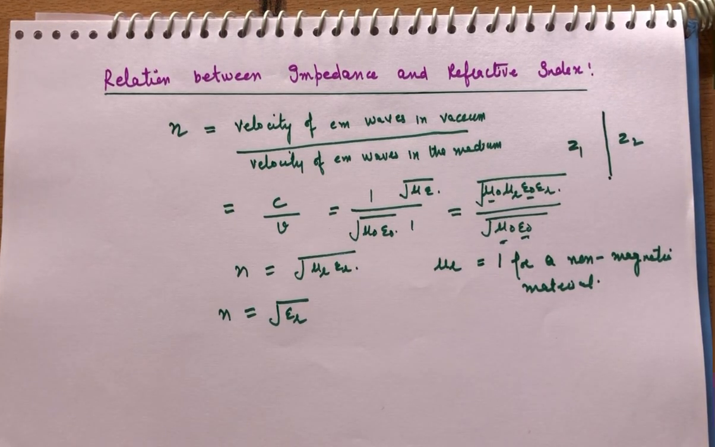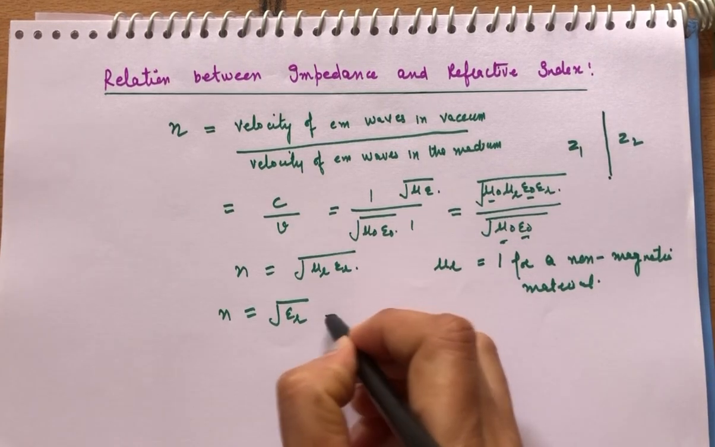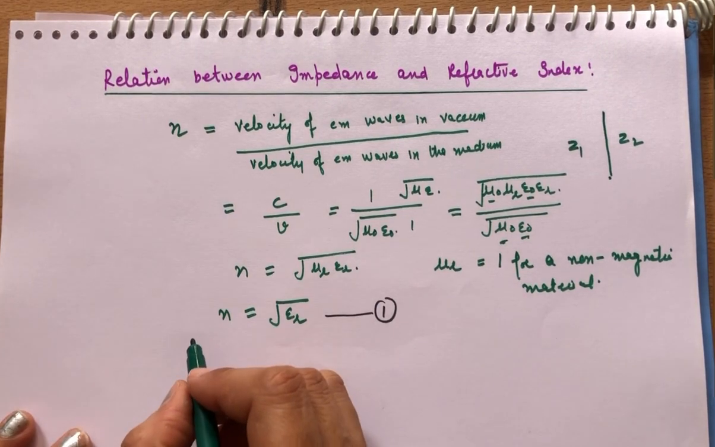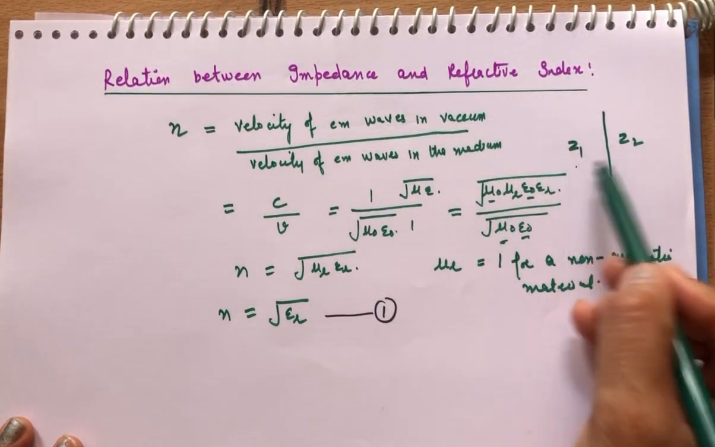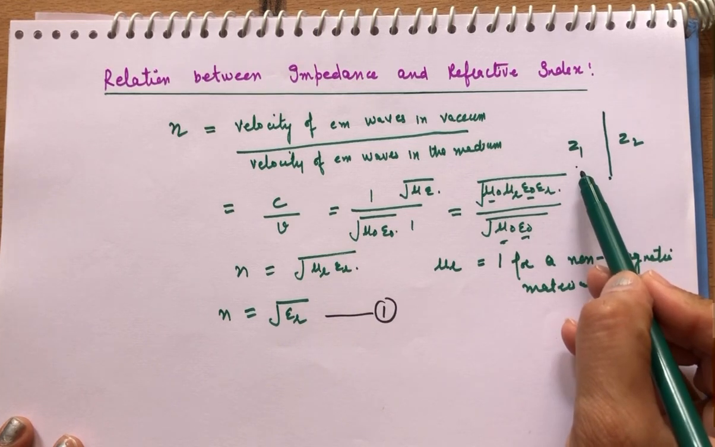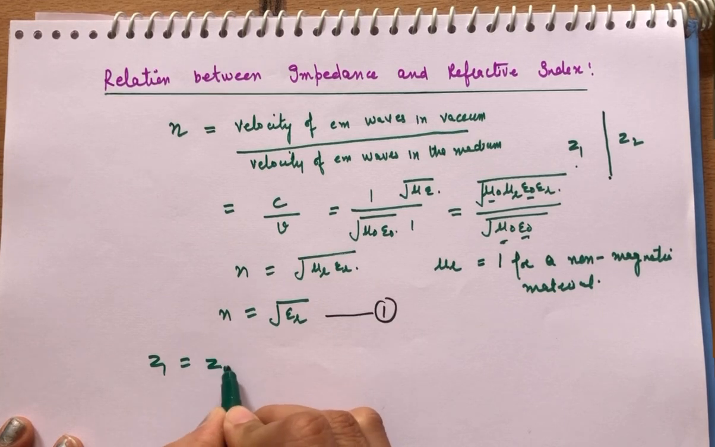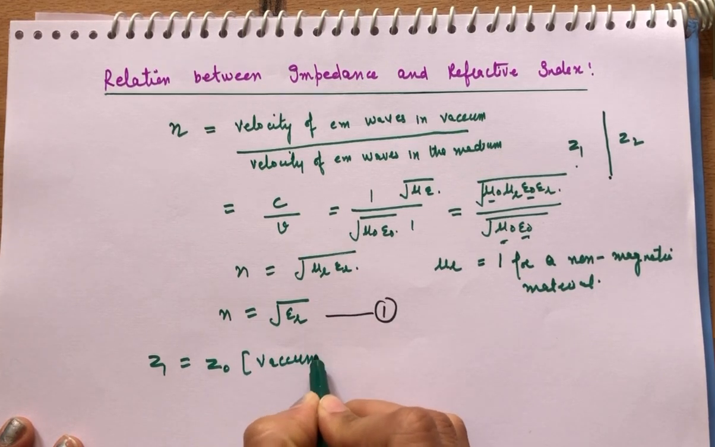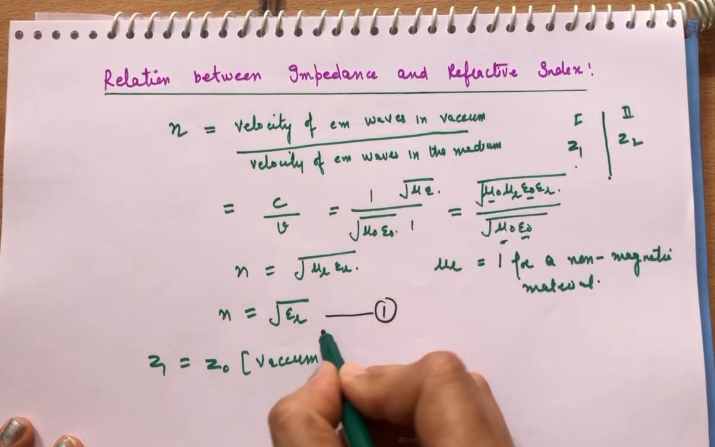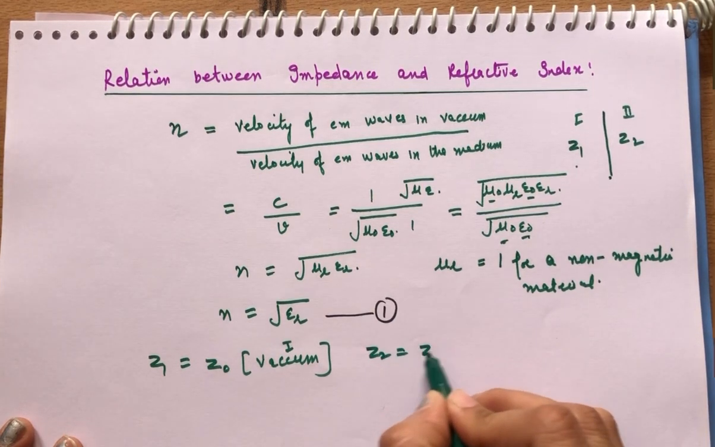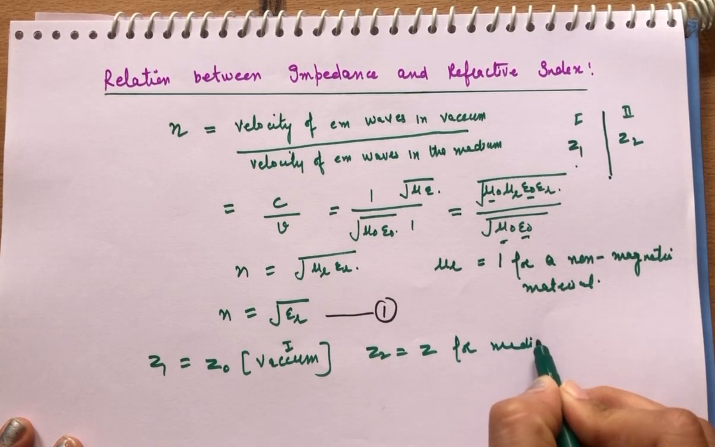Now what about its relation with impedance? We want to find out its relationship with the characteristic impedance Z. We have two impedances Z1 and Z2. If the first medium is vacuum, we take its impedance Z1 equal to Z0, and the second, Z2, equal to Z for any medium.